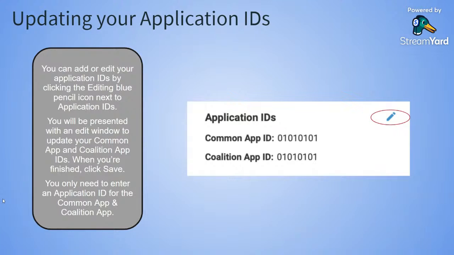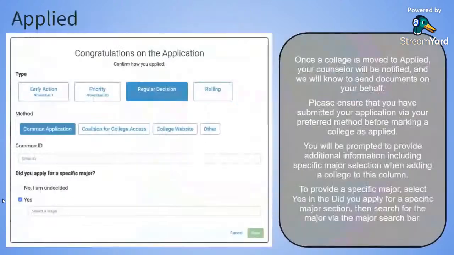And so I really want to highlight that you only need to do this for Common App and Coalition application IDs. You don't need to put in your UC or CSU application ID, anything like that. Don't worry about those applications, but for the Common App and Coalition, definitely put it in there for us. And just click save, and you'll be good to go on this part.